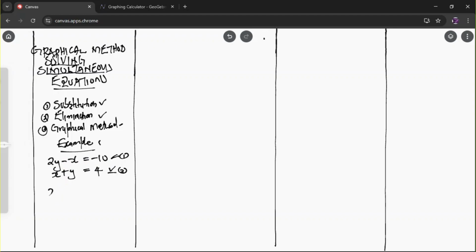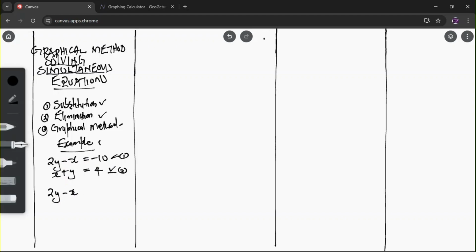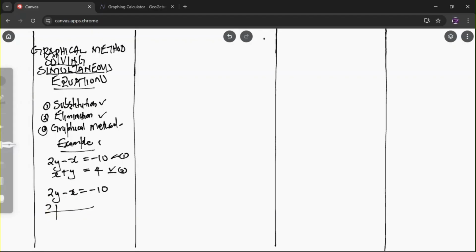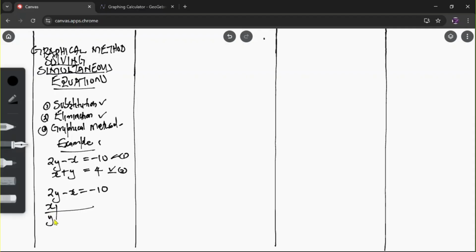So we have 2y minus x equals minus 10. Let me have a table for that. So we have a table here, x, y. Then I have the values here. I can just have three values: 0, minus 1, and 1. So I get the values of y.